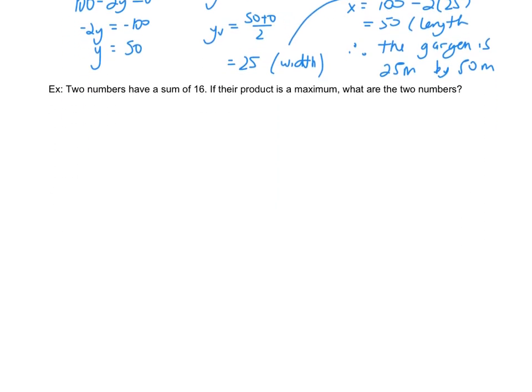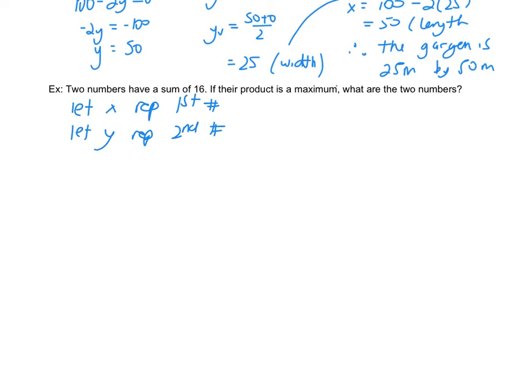Two numbers have a sum of 16. If their product is a maximum, what are the two numbers? And this again is something you would have seen in grade 10. So I have two numbers, so let x represent first number, let y represent second number. Remember, your let statements are always going to be the two things that you're looking for. So in the previous one, I was looking for length and width, so that's what x and y was. For this one, I'm looking for the two numbers, so x and y represent the two numbers.